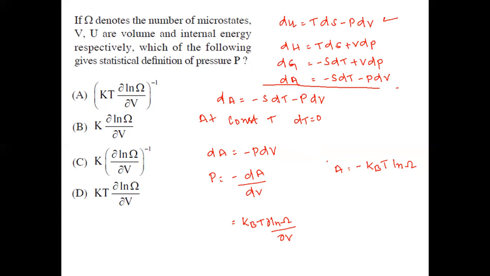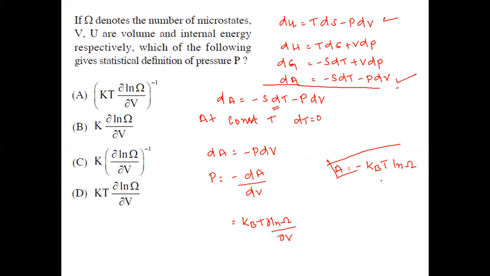So now for finding the pressure, we will take this relation. Change in Helmholtz free energy is equal to minus SdT minus PdV. From this equation, at constant temperature, this term will become 0, as the change in temperature will be 0. So now it gets modified to dA is equal to minus PdV. So P is equal to minus dA by dV.